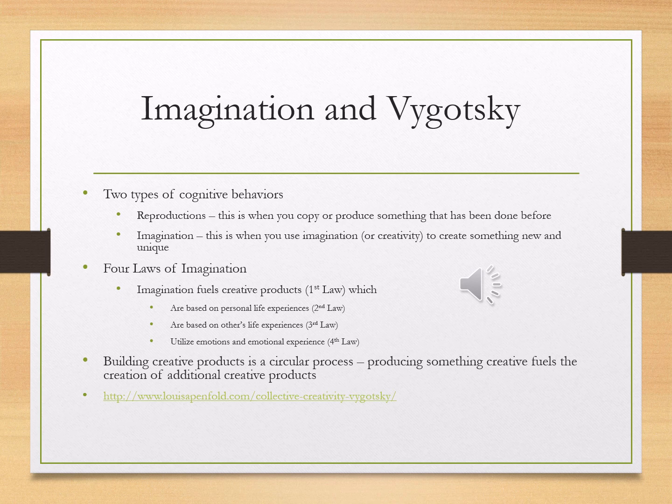So Vygotsky determined that there are 4 laws of using this imaginative or creative cognitive type of behavior. So it's a little confusing because the first law actually has the next 3 laws underneath it. But the first law is that when we have imagination, when we can think outside of the box, when we can visualize things in our minds, when we can think about things that we haven't seen or heard before, that when we can use our imagination, that fuels the production of creative products. So imagination is the driving force behind creativity.